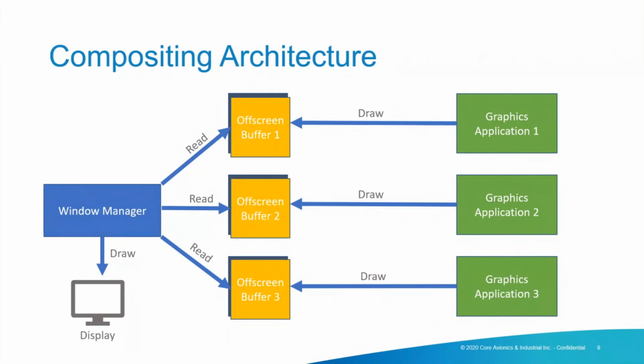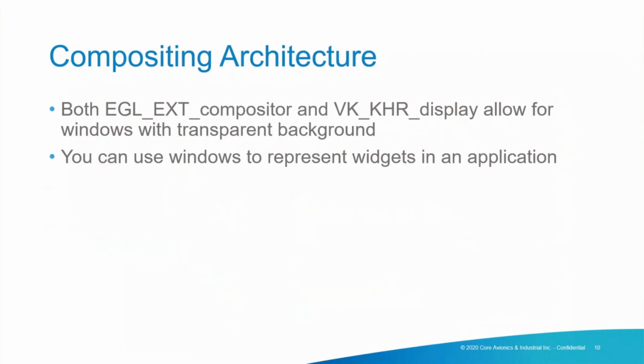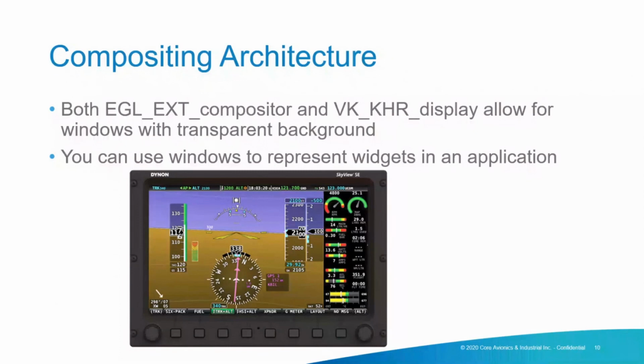So hopefully that gets the picture in your mind about compositing architecture and what exactly it looks like and what we're talking about here. So both the EGL EXT compositor and the VK KHR display extension allow for windows with transparent backgrounds. This is a very important component for representing widgets in an application. And to illustrate that, I have a picture of a primary flight display below.